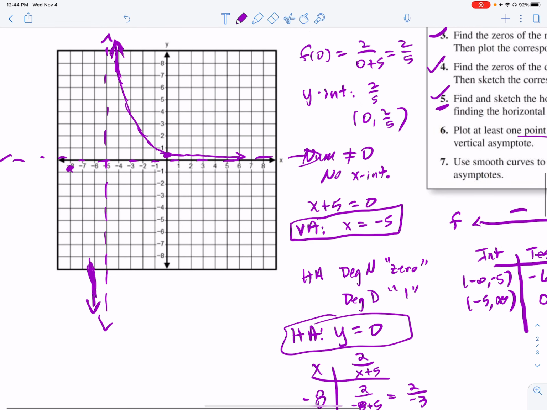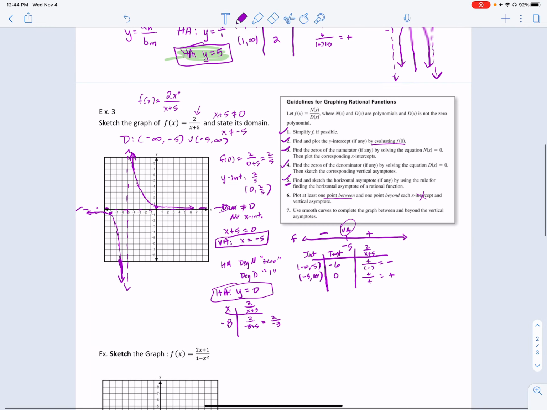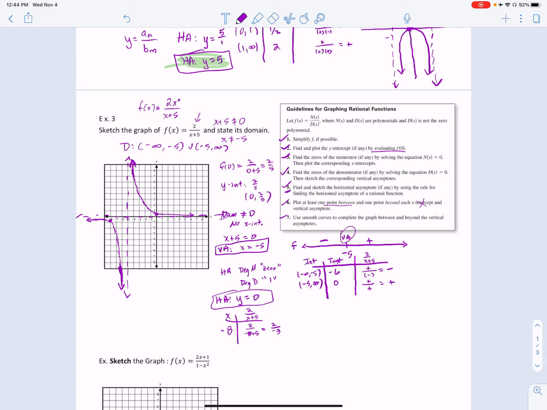But I have no x-intercepts, so I just have to get closer and closer to that x-axis and follow it to the left. So there's a lot to it, and you have to get better at it by practicing and just kind of go through the list. Use smooth curves to complete. These are smooth, well, they're not continuous because we had asymptotes, curves.